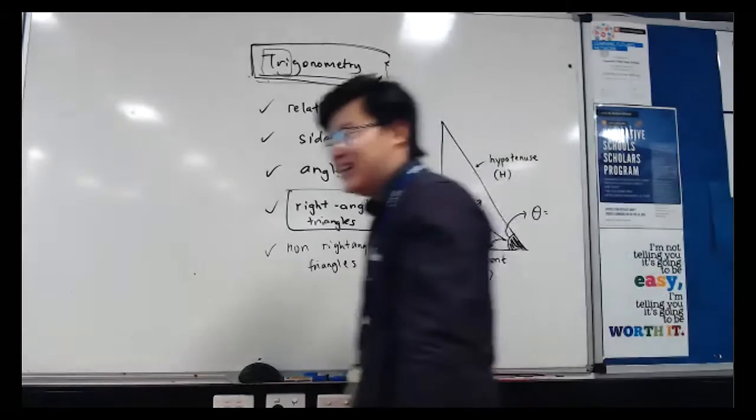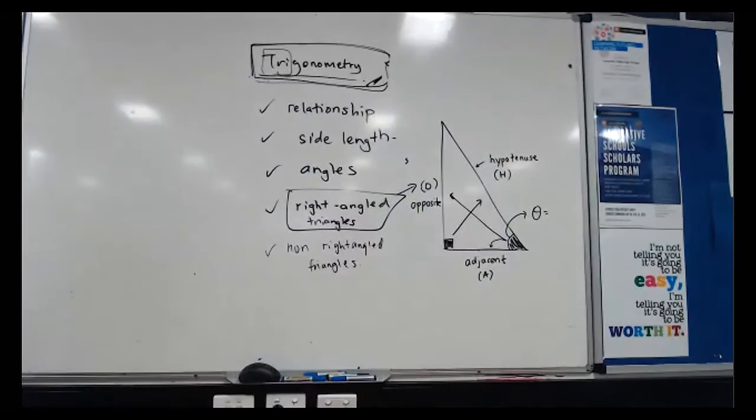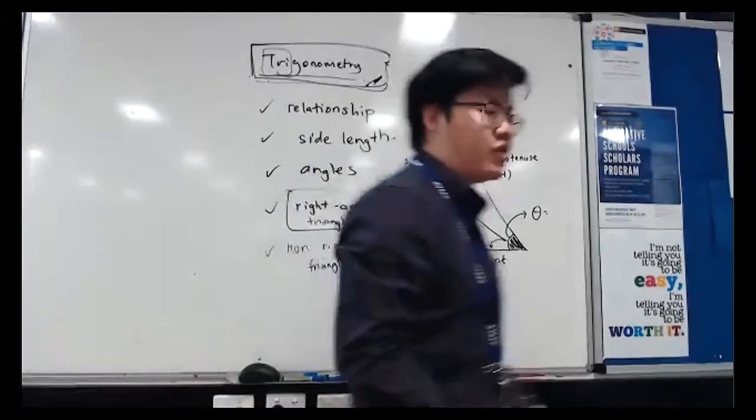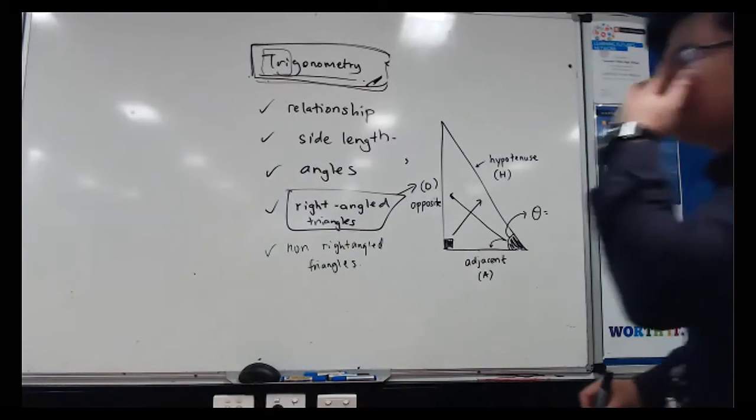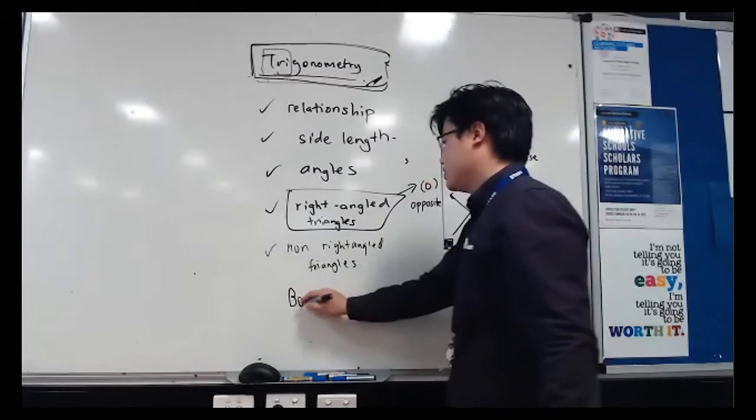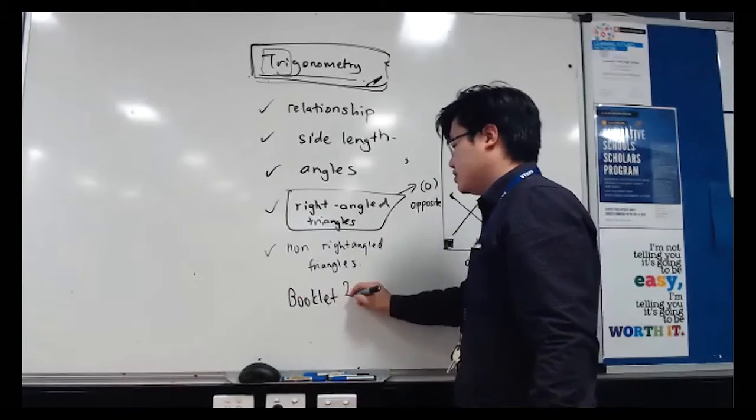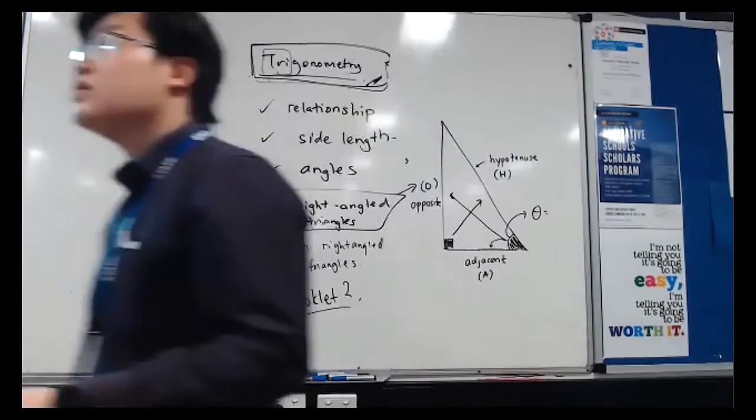All right, so that's what it is. That's trigonometry for a start, just a very basic start. Now let's take out booklet 2. Ladies and gentlemen, take out booklet 2. Now we're going to go through some examples.